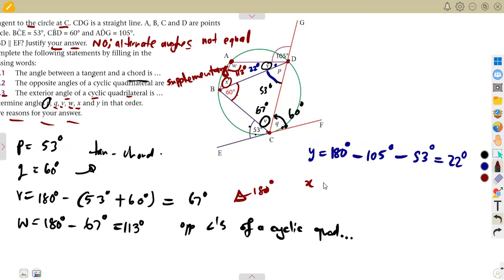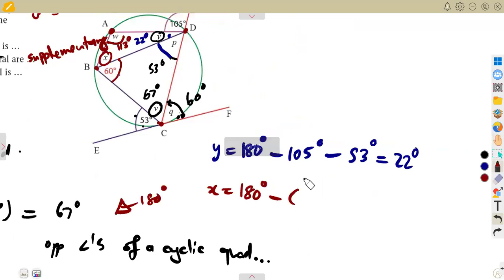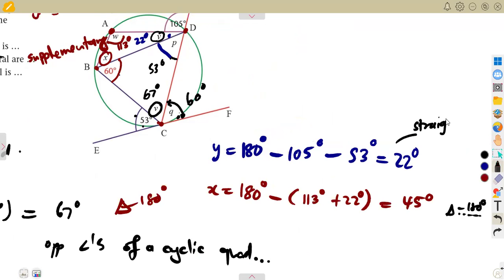From there, you can determine angle X. Angles in a triangle add up to 180. So it is 180 minus, if you open a bracket, you add the two angles: the 113 degrees inside the triangle and the 22 degrees. Subtracting this, you obtain 45 degrees at the end. So this one is about angles in a triangle, which add up to 180, and the earlier one was about angles on a straight line.